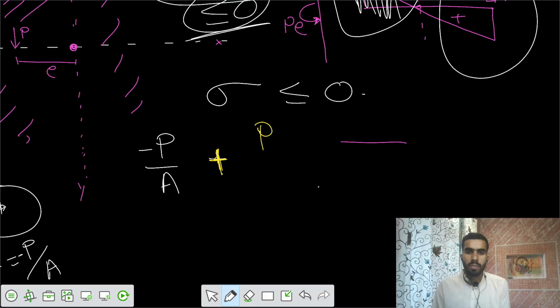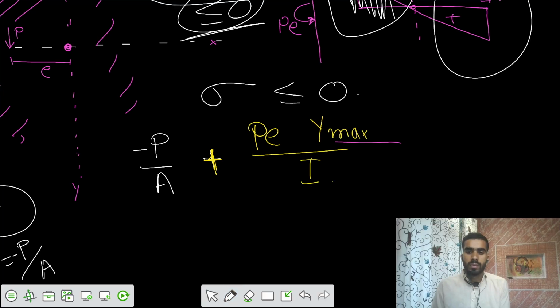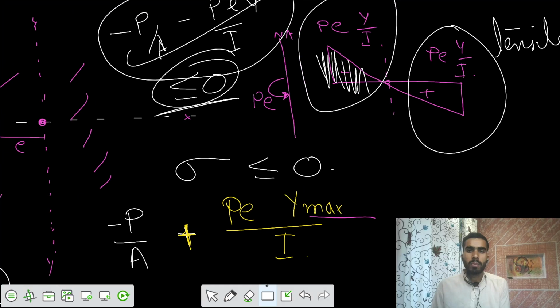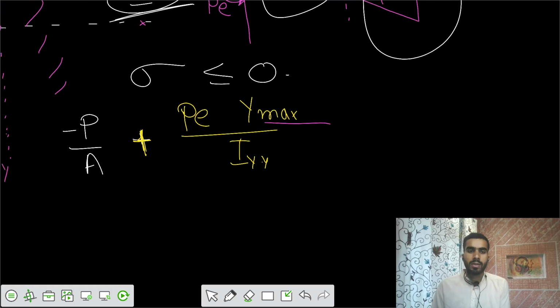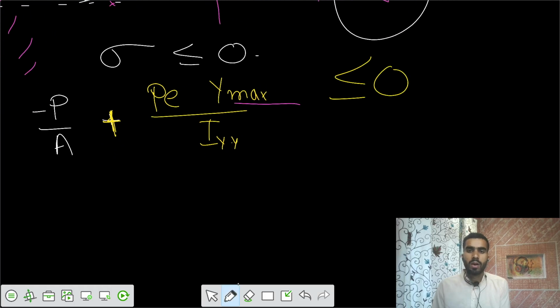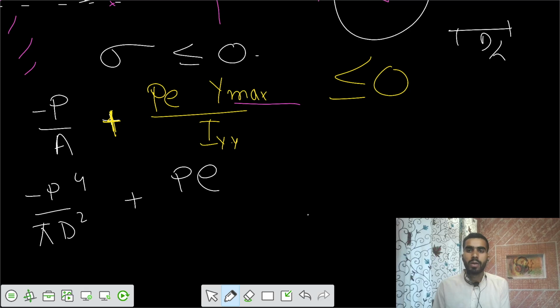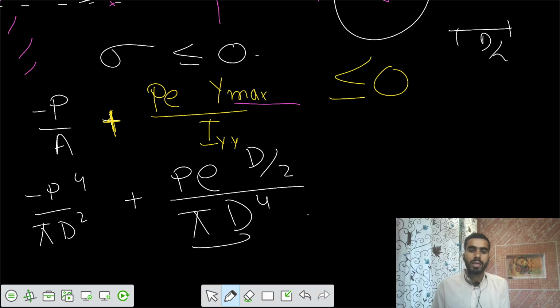Positive P E Y max by I. I about which axis? I about the YY axis, because your moment is about the YY axis. So that should be equal to or less than 0. So if I use those values of minus P by pi d square by 4 plus P into E, Y maximum we can have D by 2. D by 2 would be my Y maximum. And I would be equal to pi d power 4 by 64. That should be less than or equal to 0.